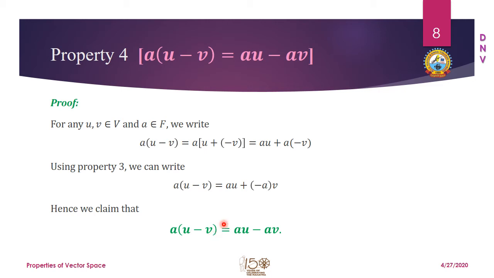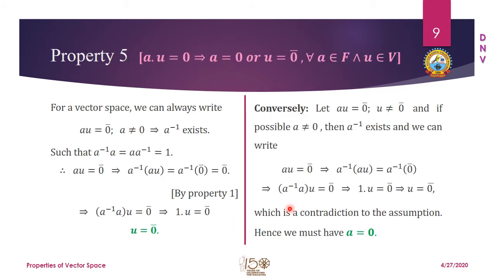Next, property number 5. This property is the most important property of vector spaces, where we prove that if the product of a scalar with a vector is equal to 0, then either a is 0 or u is the zero vector, for all a belonging to F and u belonging to V. And this property will be used in many of the problems we are going to discuss in the forthcoming slides.